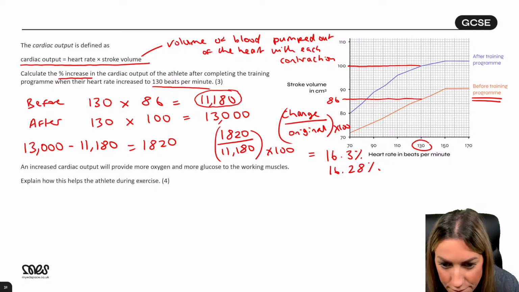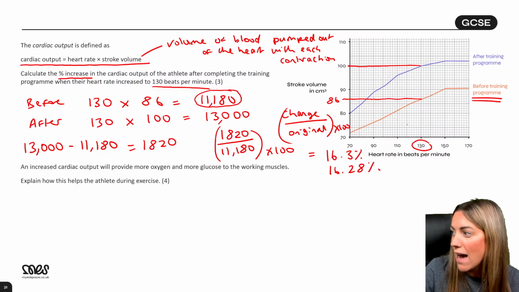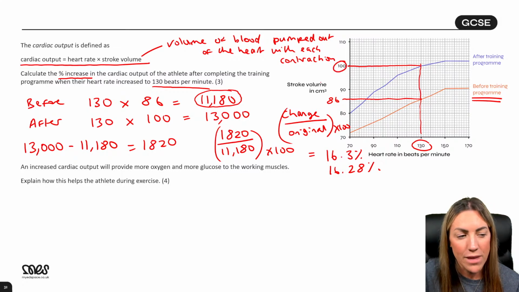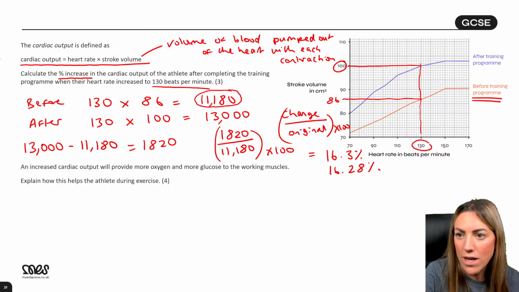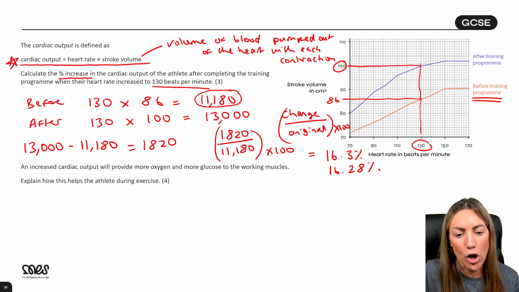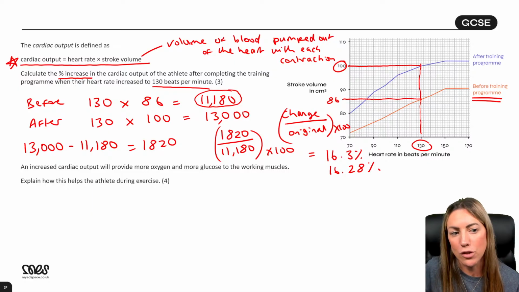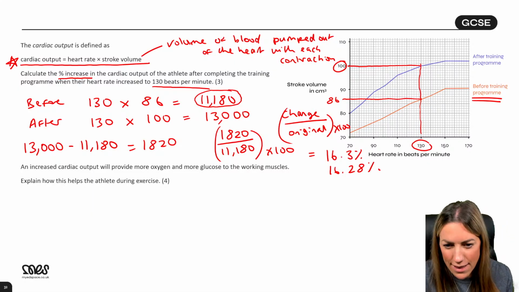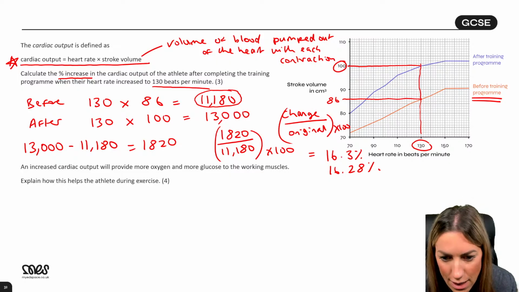How did you get 100? Oh, from the graph. So 130 beats per minute, I went up and looked at the stroke volume before training and the stroke volume after training, and that's where I got the 100 from. I worked out the cardiac output before and after using the equation that they gave me. And then I did the difference in the cardiac output over the original cardiac output before training. And there you go, 17.2. Oh, I don't get 17.2, so I don't think you would get the mark for that.